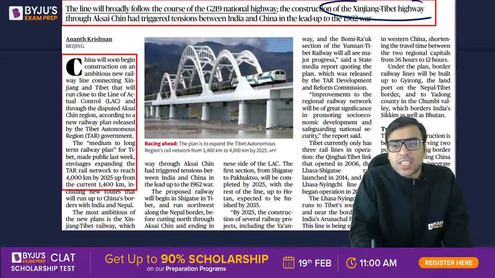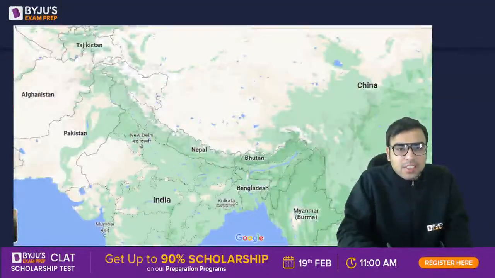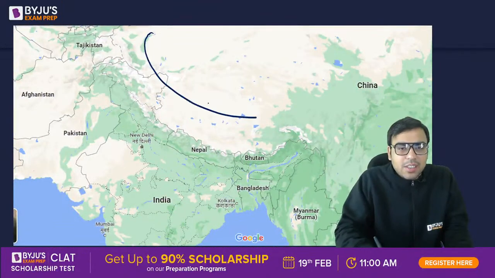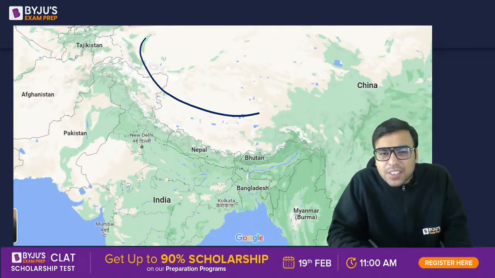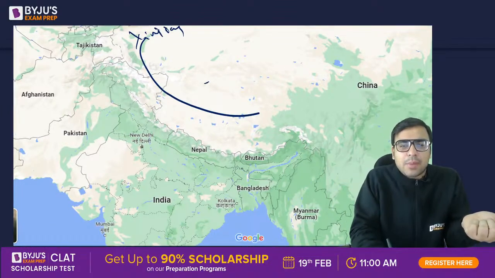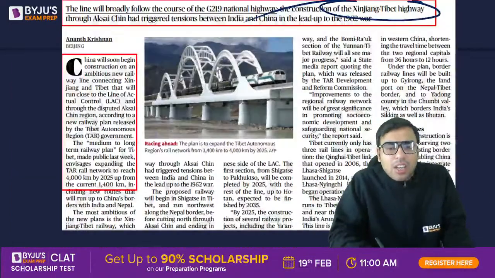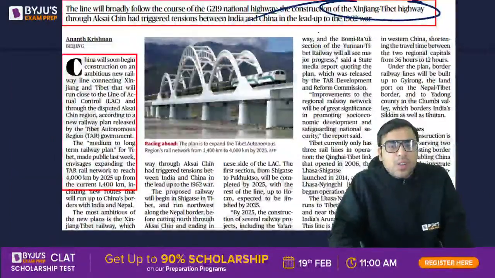So Xinjiang is perhaps something like this. Somewhere here they will be going like this, passing through. I'm just making a rough sketch. So something like that would be there. Here is Xinjiang, and this is Tibet, and this is Aksai Chin. Perhaps they will be passing like this and all. That is why it was in the news. So go and read it.